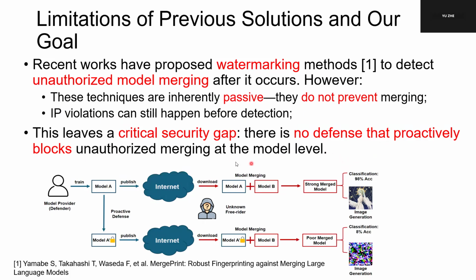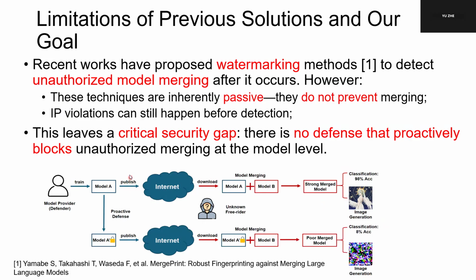So let me use a figure to explain the situation. Let's say the model provider trains a model A, and they publish model A to the internet. Then the other provider can download model A, and using model merging to combine model A and model B, they can have a very strong merged model. If this is a classification model, it may have a very good classification accuracy. If it's a generative model, it may generate very good images.